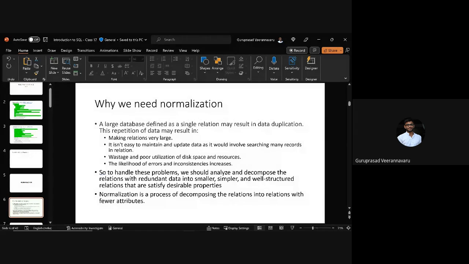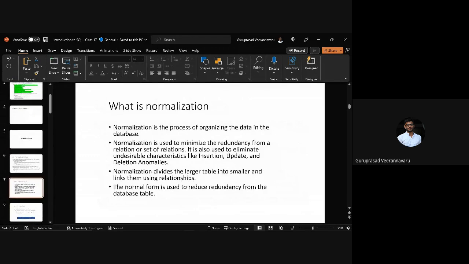So data duplication, nothing special. Again, normalization. What we do is we take big tables and restructure them such that they are not repeating and the data is unique everywhere. There are different forms of normalization.